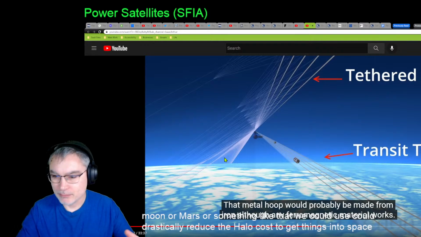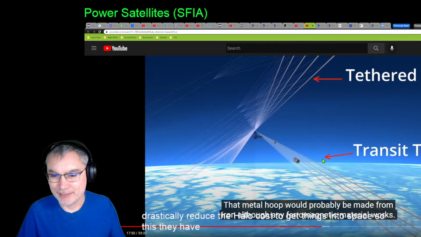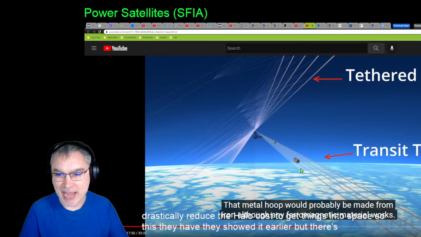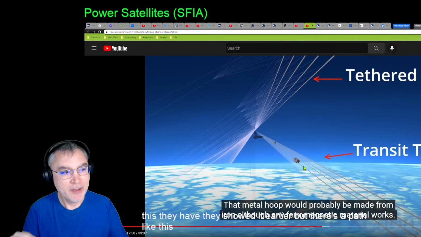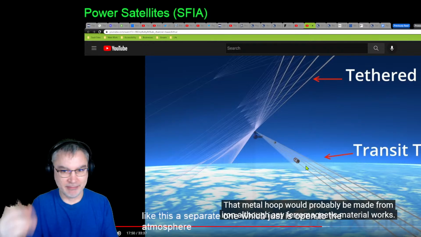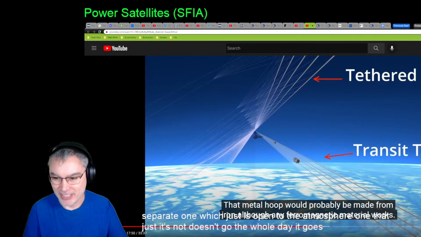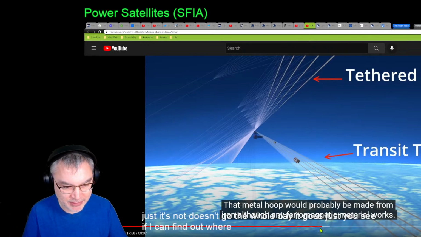Oh, so they showed it earlier, but there's a path like this, a separate one, which just is open to the atmosphere. Or one that just doesn't go the whole length. It goes just, here, I'll see if I can find it.